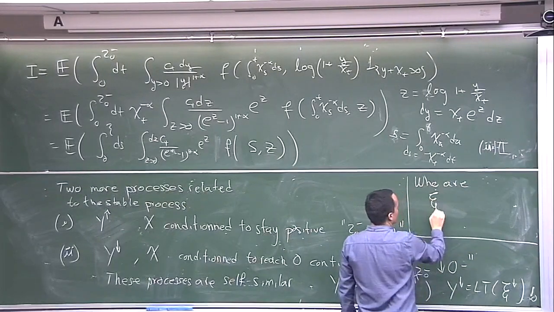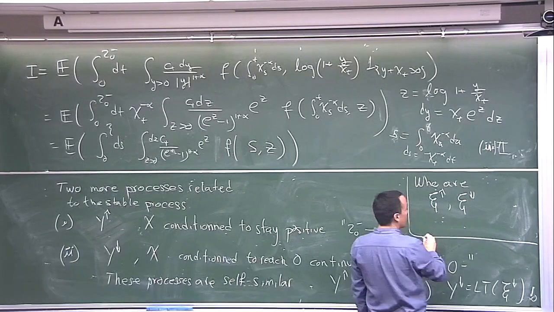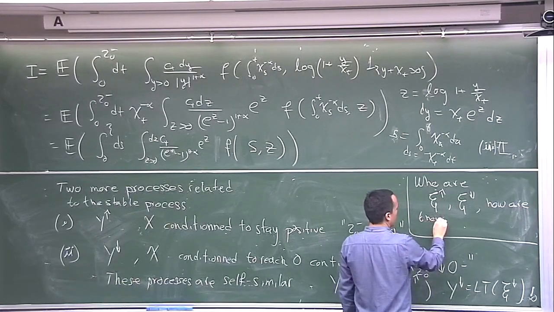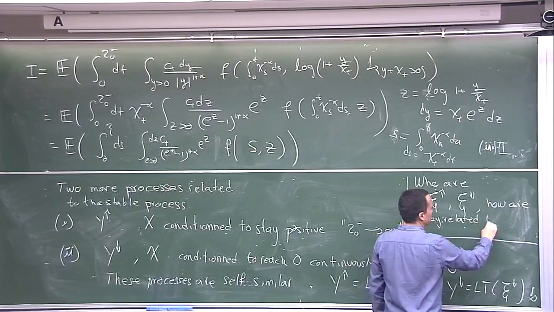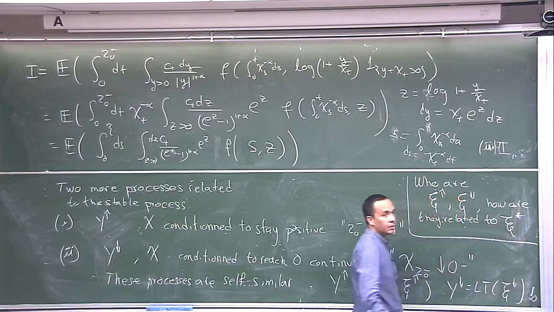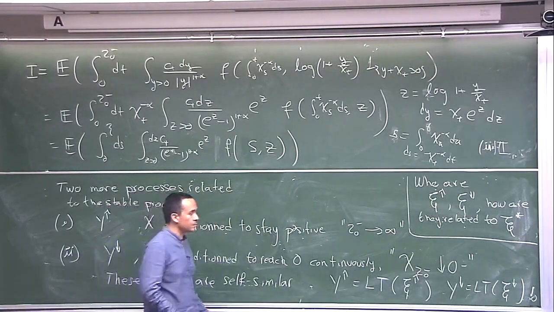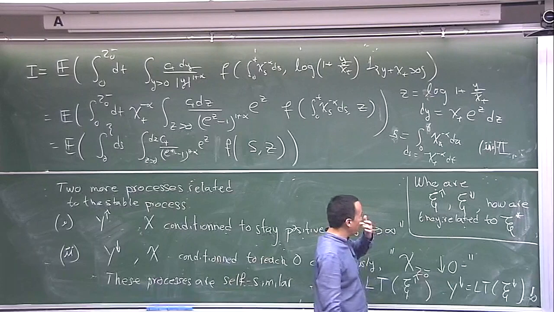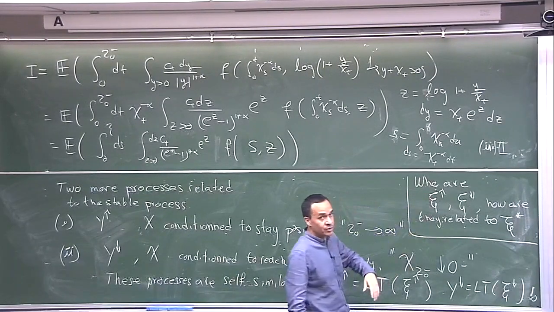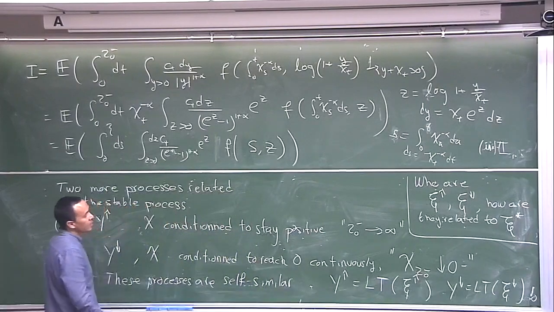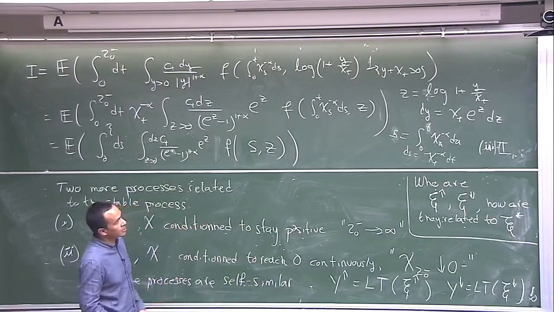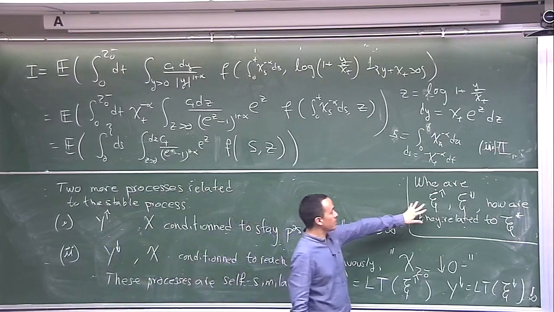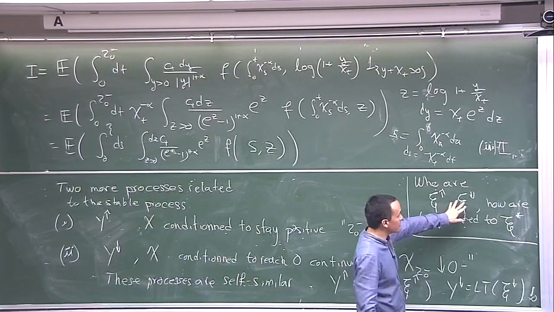Okay. And I would like to know who are these two processes, psi up arrow and psi down arrow, and how are they related to psi star? Okay. So in particular, can we find the characteristic measure, and can we find the characteristic exponent? Okay. The answer is yes. And it is closely related to the expression I deleted for the characteristic exponent. Okay. We will see that these two processes are obtained as a Girsanov transform of this process.